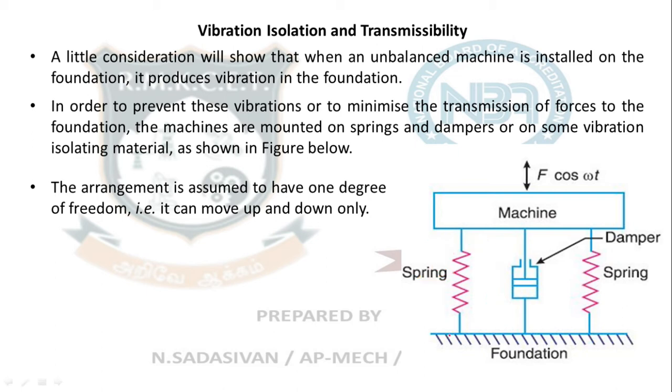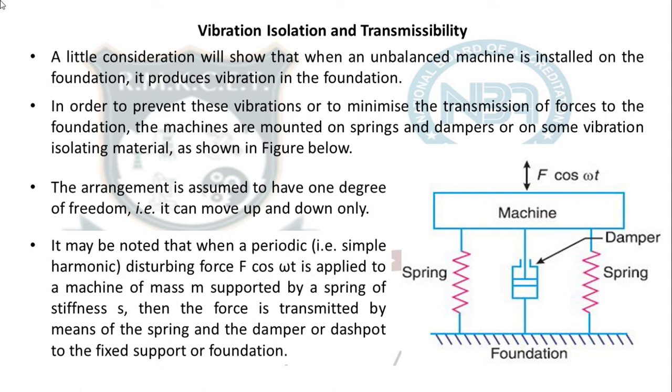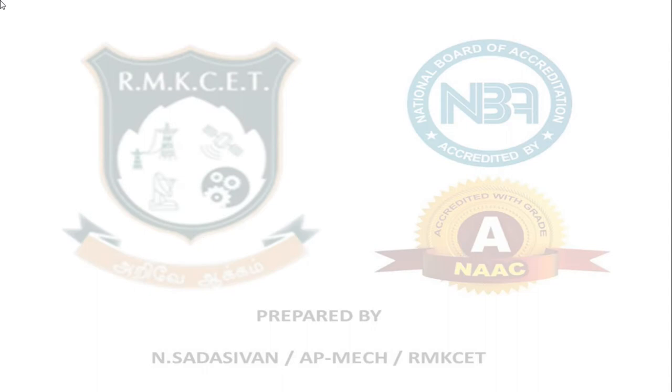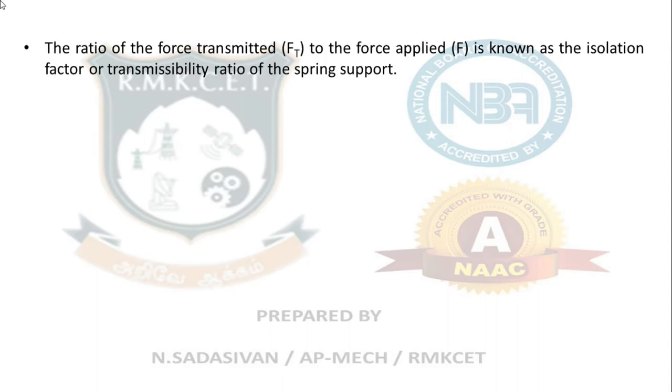Okay, for simplicity. It may be noted that when a periodic disturbing force F cos omega t is applied on the machine of mass m supported by springs of stiffness S, then the force is transmitted by means of springs and damper or dashpot to the fixed foundation. So I isolated, right? That's what I already told you. The ratio of force transmitted to the force applied is known as isolation factor or transmissibility ratio.